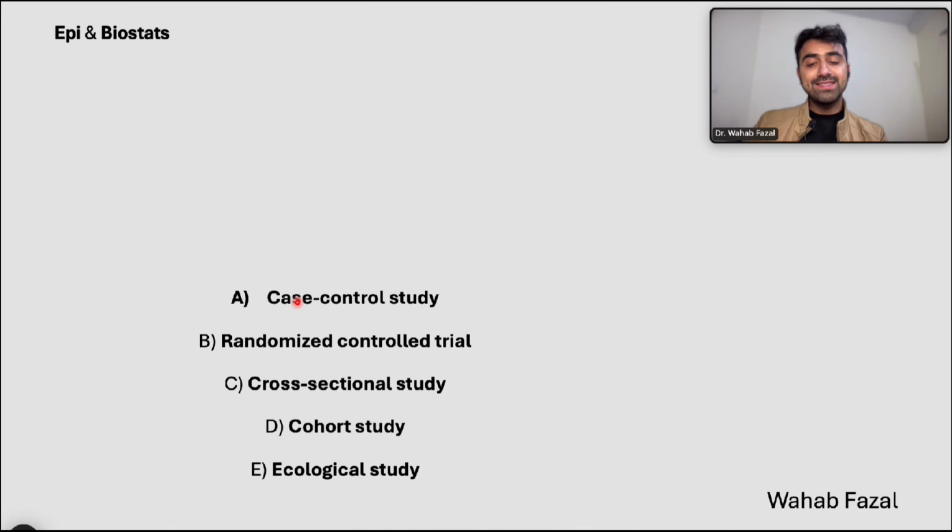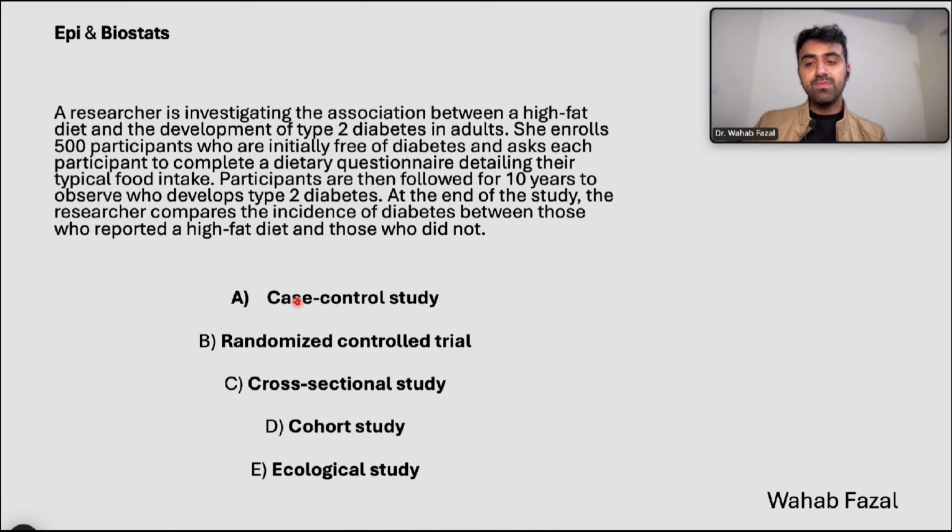So let's do this question now. I'll read this with you. A researcher is investigating the association between the high-fat diet and development of type 2 diabetes in adults. She enrolls 500 participants who are initially free of diabetes and asks each participant to complete a dietary questionnaire detailing their typical food intake. Okay, so she's taken in 500 people and she wants them to complete a dietary questionnaire. They don't have diabetes right now. They're then followed up for 10 years to observe who develops type 2 diabetes.